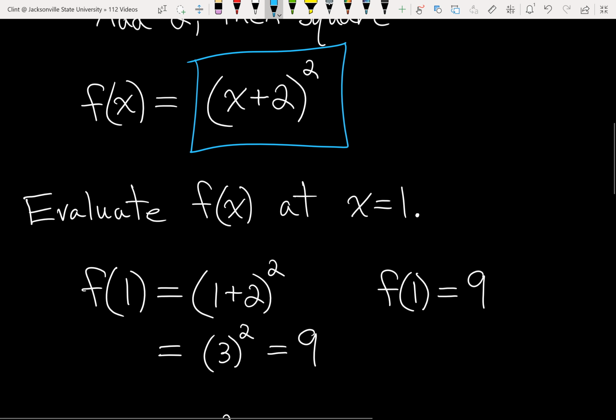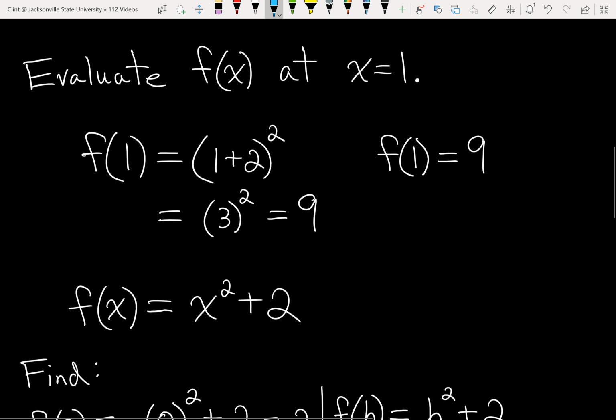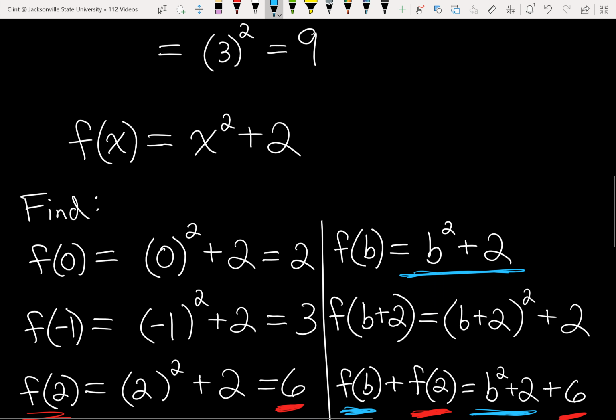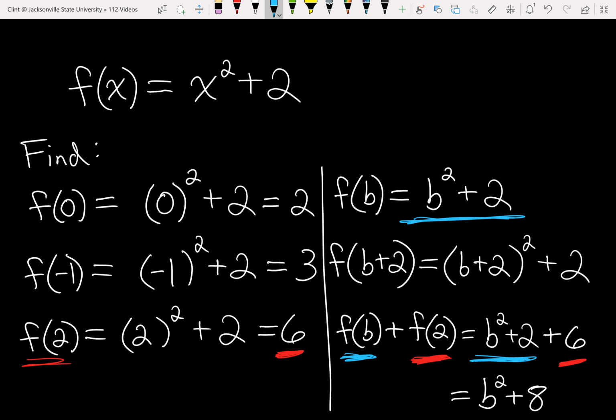And then most of the problems are where we're evaluating. So we're taking problems like these and we're saying it's going to say find f of 0, and then you figure out what the answer is, or f of -1 and you figure out what the answer is.